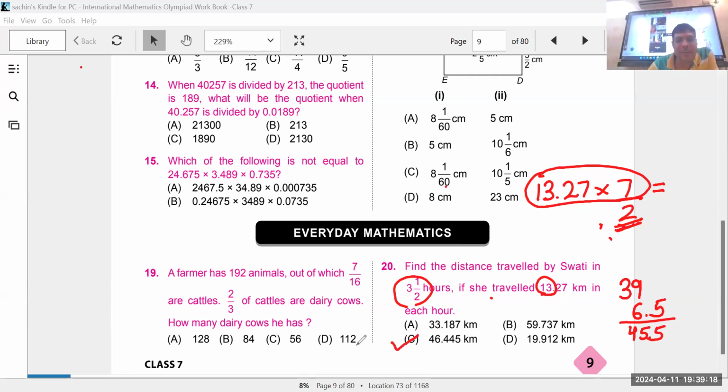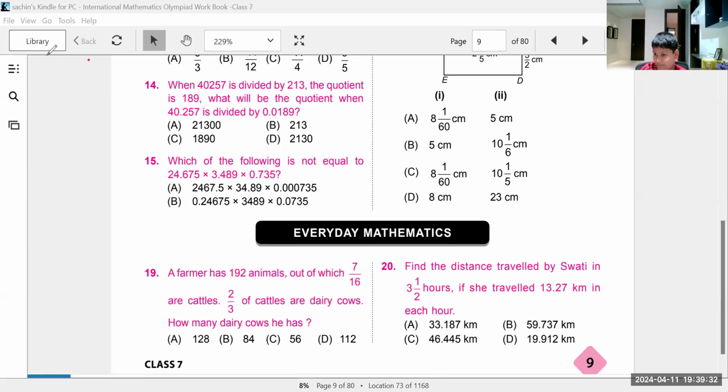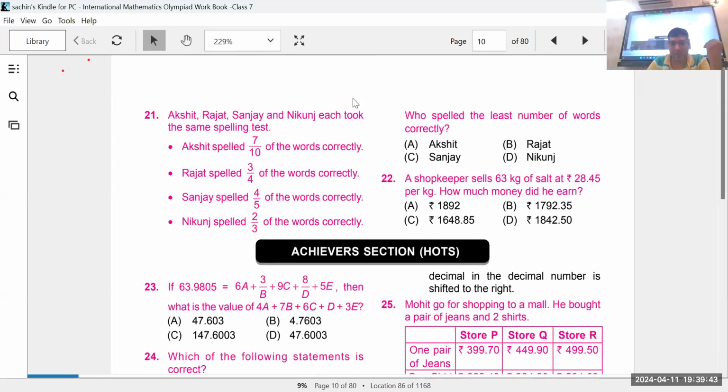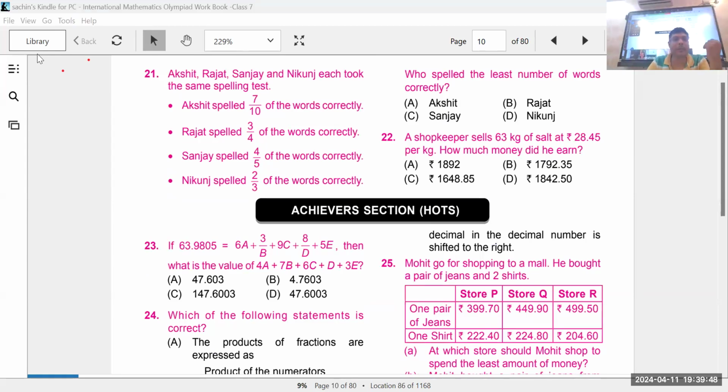Sir, I didn't do like that also. You didn't do like that also. Then should I tell you what I did? Okay, tell me. Sir, I did 13.27 into 3. Then you did 13.27 into half. Then you added them. Yes. So that's equivalent to multiplying by 7 by 2. Okay. So do the 21 and 22 questions.